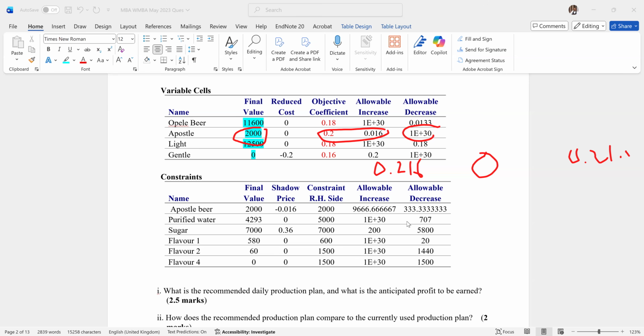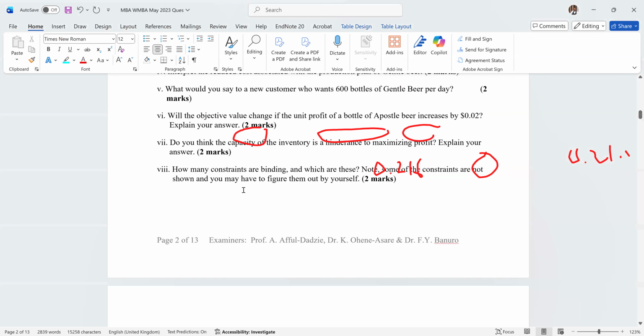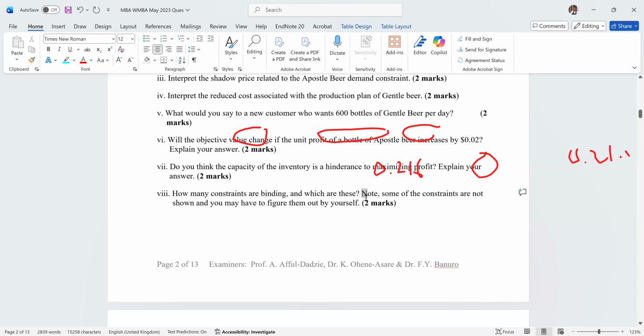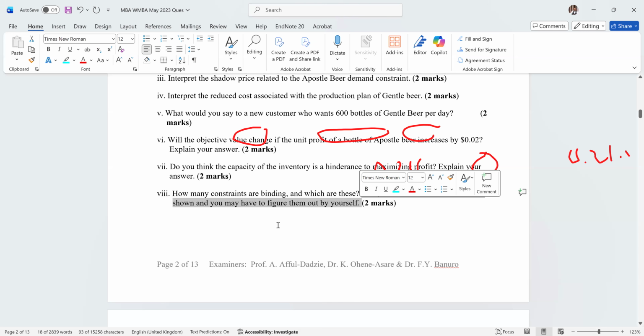Okay. So the last bit of that question was, what was the last bit of the question? It says that note some of the constraints are not shown. Did you see that part of the question? Let me show you. It says that note some of the constraints are not shown, and you may have to figure them out by yourself. So that's why I say you have to go to your original model and then check.